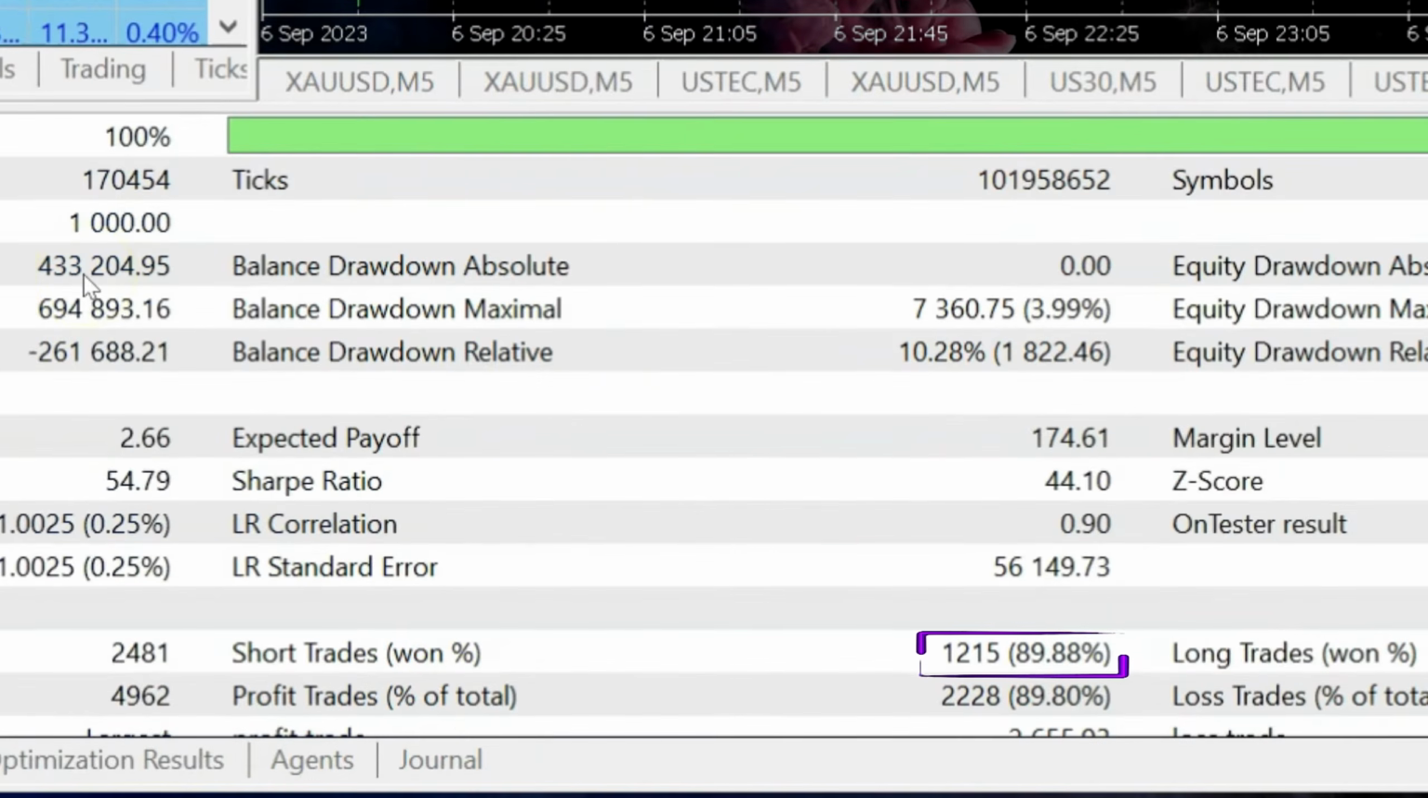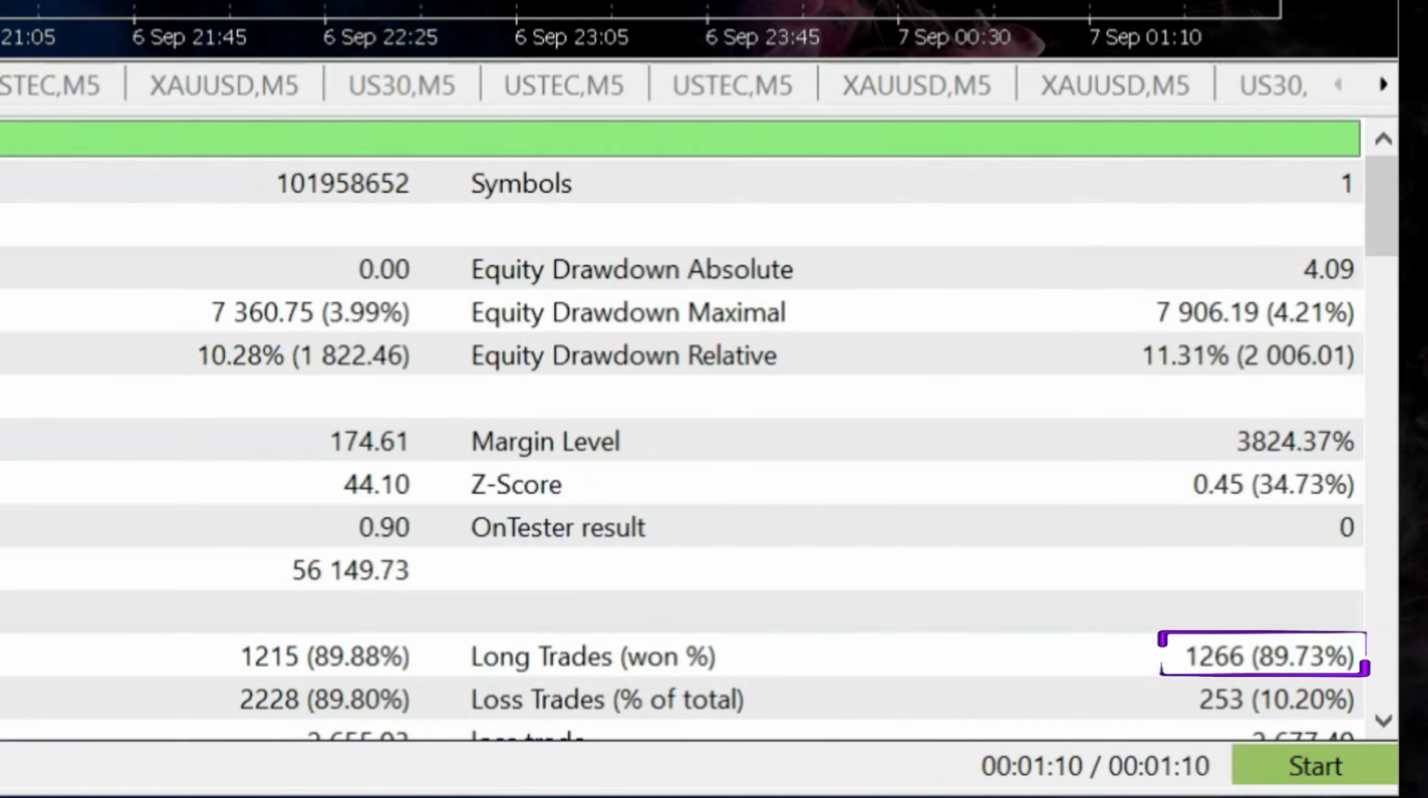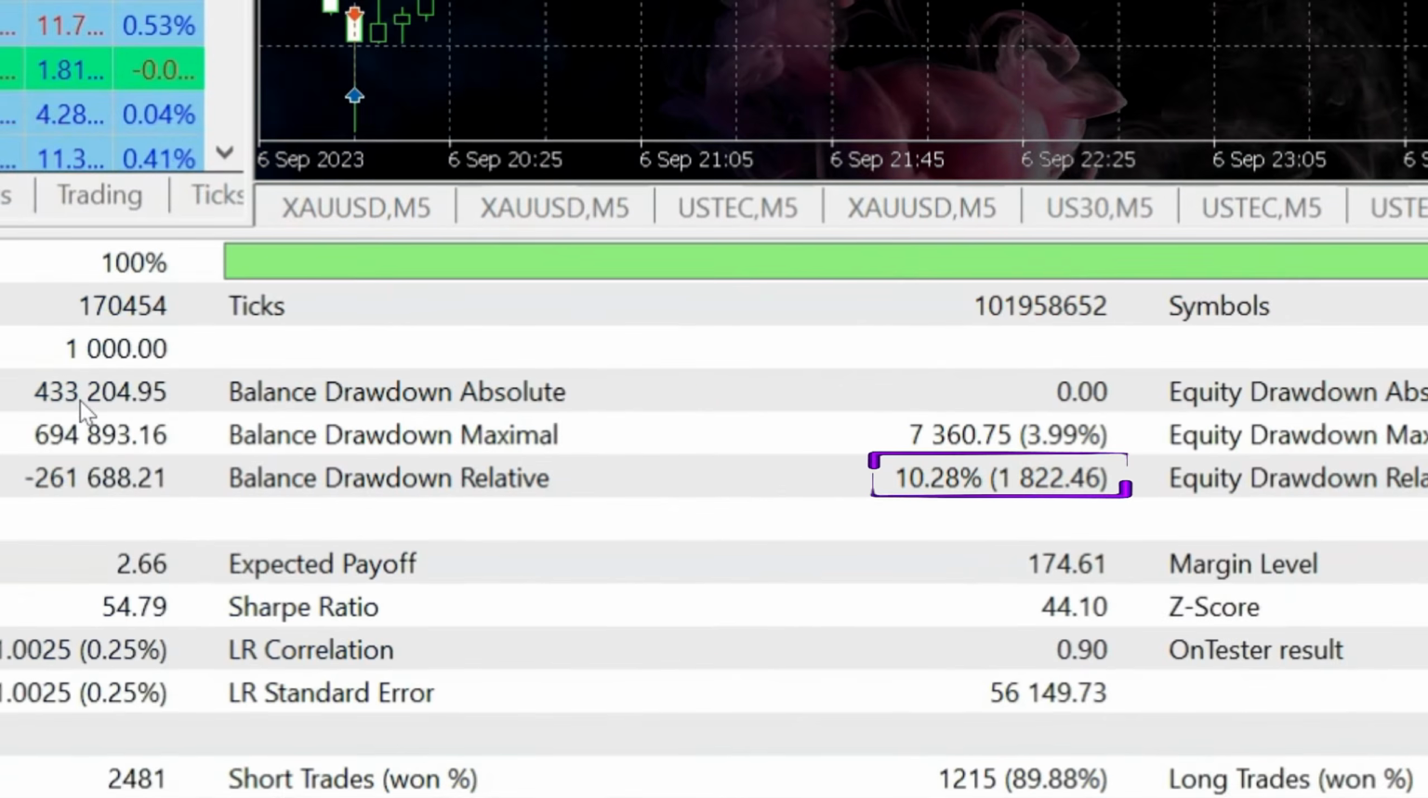We have 90% win rate on short trades. We have 90% win rate on long trades. We have a relative drawdown of 10%. Now, is it going to be the same in the real world? Don't know. I only know through the backtest that there are indications that this EA can perform.